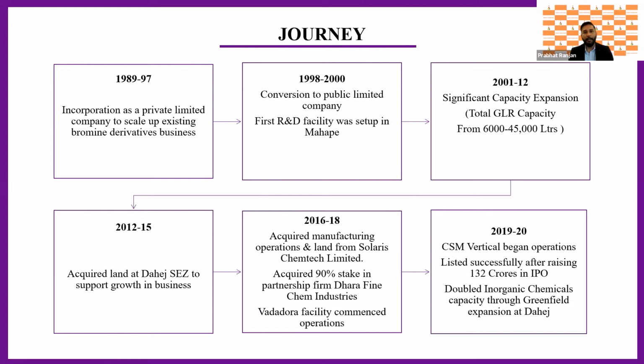The year 2019 to 2020 was a big leap for the company. The company got listed on the stock exchange and raised 132 CR, right? It filed for its IPO and raised 132 CR in 2019. It also started a CSM vertical, which has grown considerably in the last 4 years. And it also doubled its inorganic derivatives capacity to meet and fulfill the demand, right? So that has been the brief journey so far.